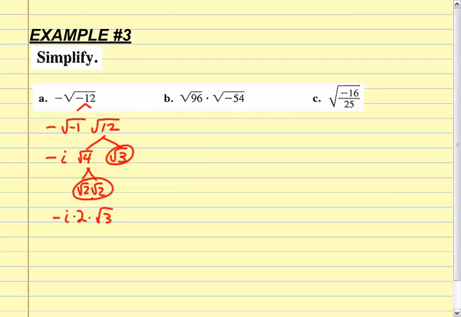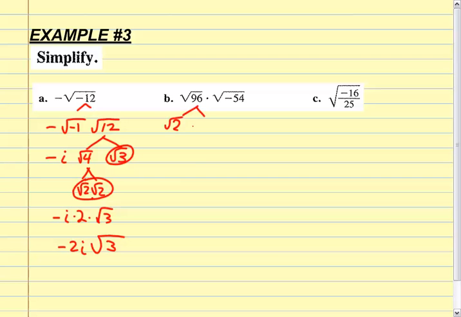But this isn't the way we write it. Okay? We put the radical in the back, but it's going to be negative 2i root 3. Okay? We put the i, treat it just like a variable and put it behind the 2. Okay? Good. Easy. Let's simplify root 96.